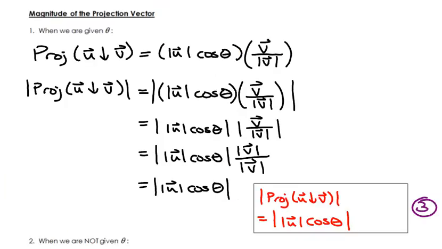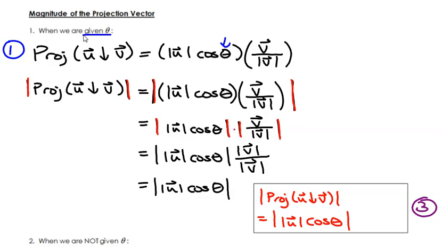Okay, so what happens if we were given theta and we want to find the magnitude? We're going to use equation number 1. This is equation number 1, right? Because it has the theta. But now we're going to find the magnitude. So put your magnitude symbols along it, and basically anywhere where you had brackets, put magnitude symbols instead. So we're finding the magnitude of the v over v. We're finding the magnitude of the u cos theta.